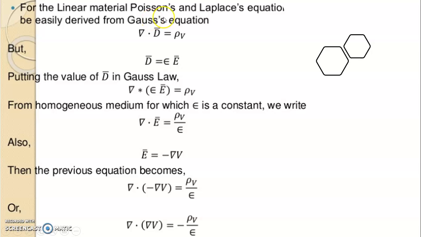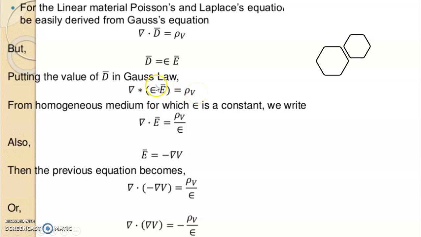For linear material, Poisson's and Laplace equations are derived basically from Gauss law. As we already know, del dot D is equal to the charge density, which is the point form of Gauss law. Taking this into consideration, we will find the equation based on Gauss law. Replace D by epsilon E, as we all know that D is nothing but epsilon E. So we can write del dot epsilon E is equal to rho V.